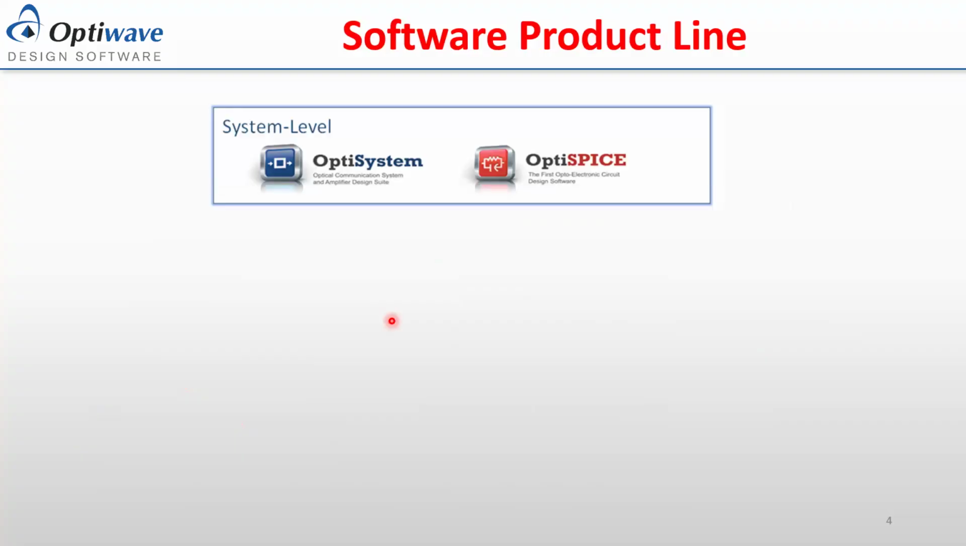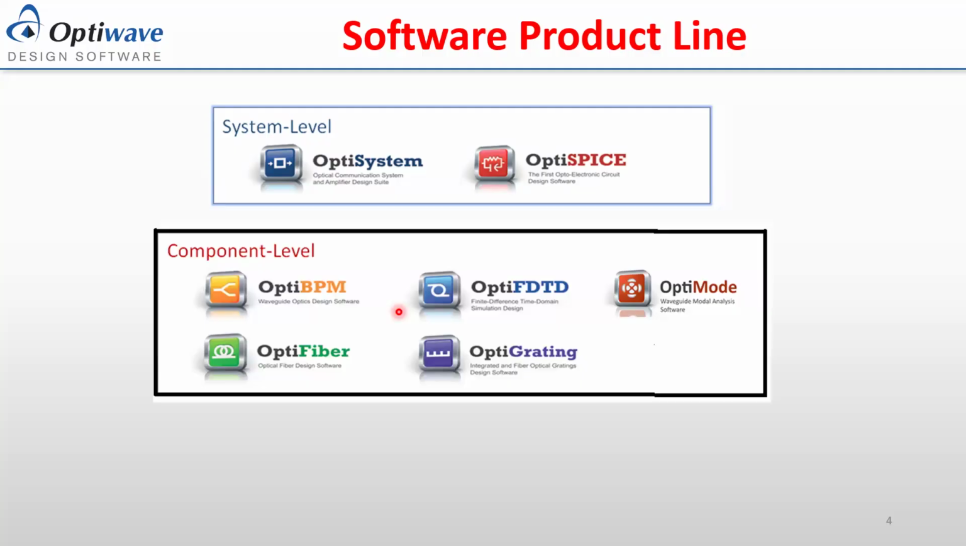Optiwave's software product line is divided into three categories. One is the system level, which is supported by the OptiSystem software, which we're going to talk about today. OptiSpice is an optoelectronic software that can talk with OptiSystem cohesively and is used for designing and simulating photonic integrated circuits. The other category is the component level software, which includes the finite difference time domain, FDTD, OptiMode software, as well as the OptiBeam propagation method, OptiBPM, and then OptiFiber for designing different types of fibers, and OptiGrating.